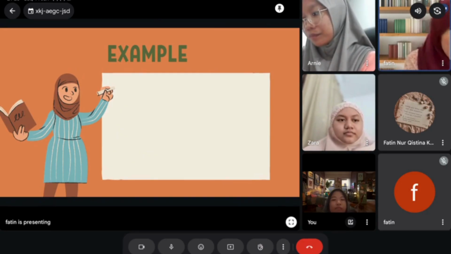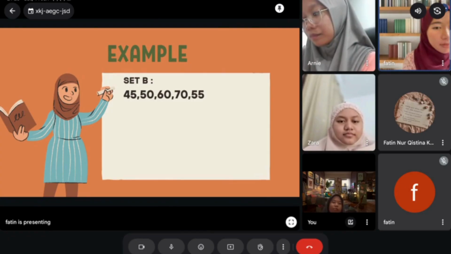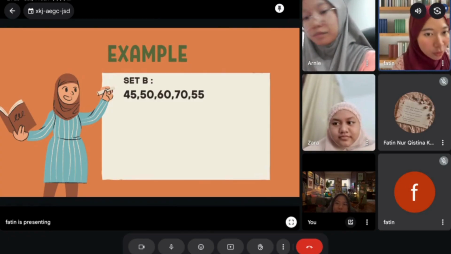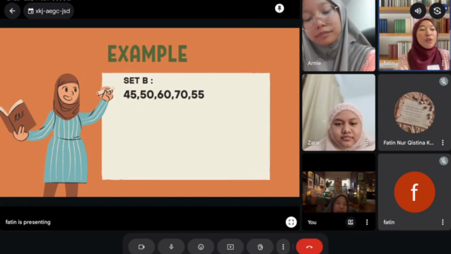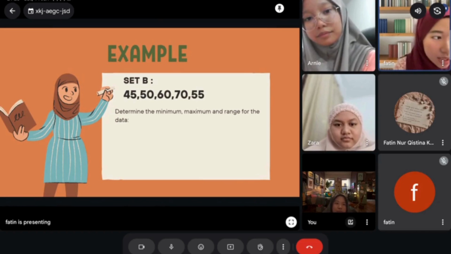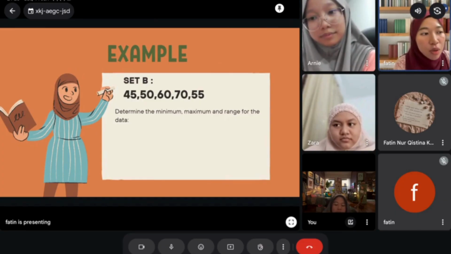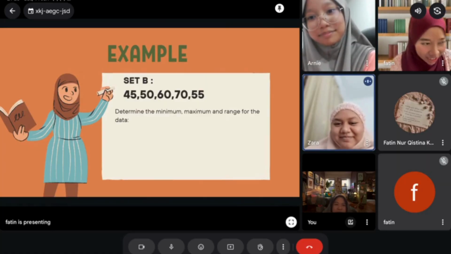So this is the second example. We have set B, which consists of five numbers also, which are 45, 50, 60, 70, and 55. So the question is also the same. Determine the minimum, maximum, and range for the data. So I would like Zara to answer all of these questions. Is it okay? Okay.